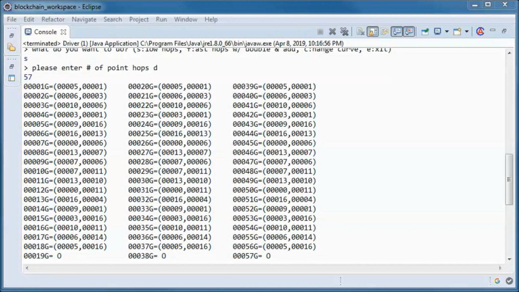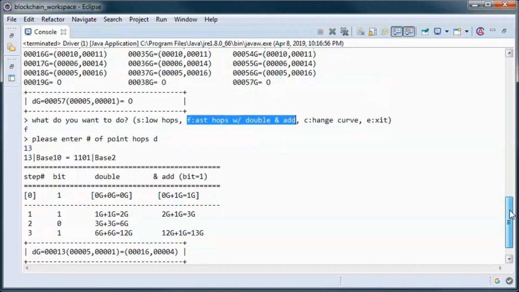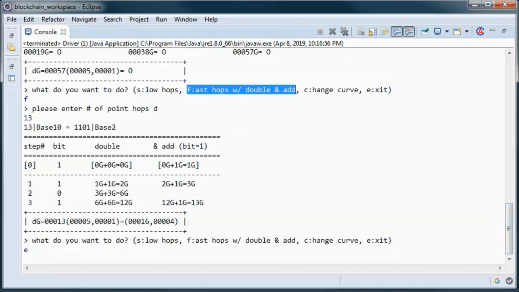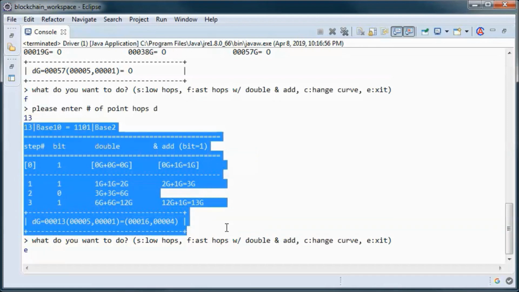Now, if we had a huge number of points in the cyclic group, then we would not be able to do this, since it would take forever with slow hopping. So here we did fast hopping using the double and add algorithm. And I will go over how this works while writing and test running the application.